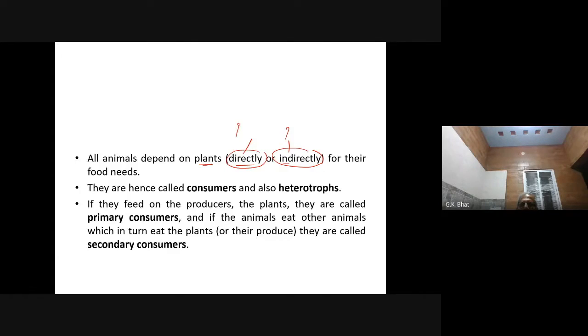All animals depend on plants directly or indirectly for their food needs. They are hence called consumers, and also heterotrophs. What do you mean by heterotrophs? I will explain in some easy terms another day. What is heterotrophs? Autotrophs, heterotrophs.